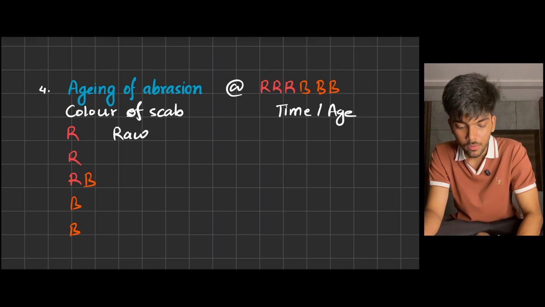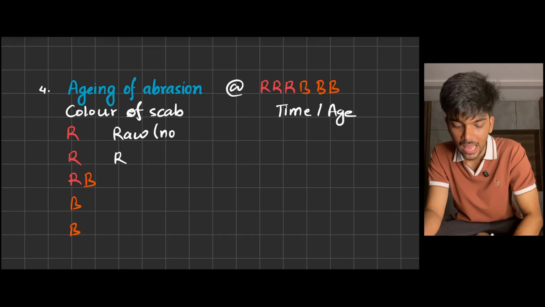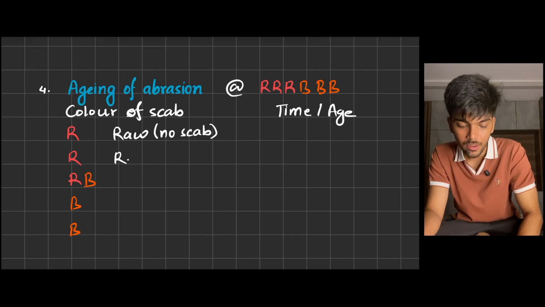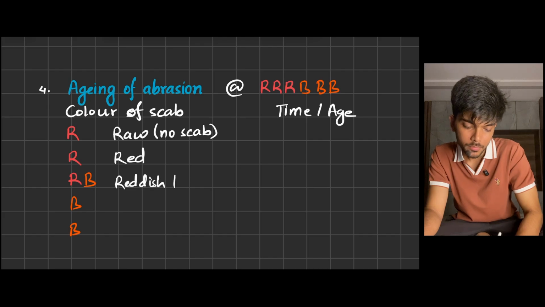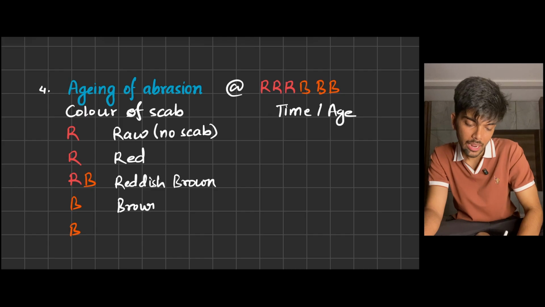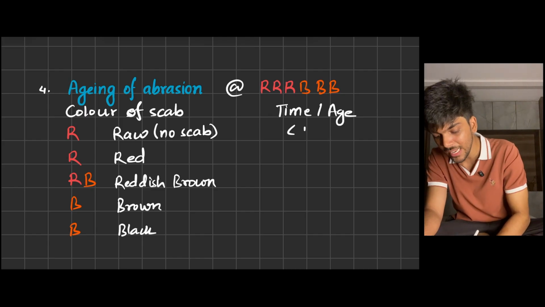Raw means with no scab. Red is brown, and finally black. So if it is raw without scab, it's less than 12 hours.